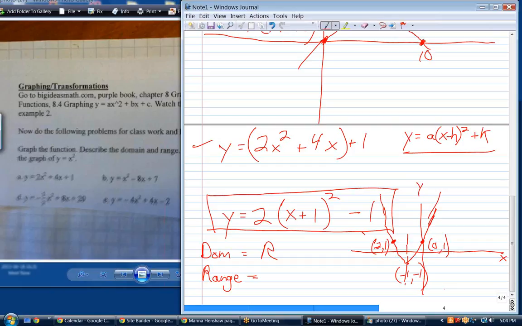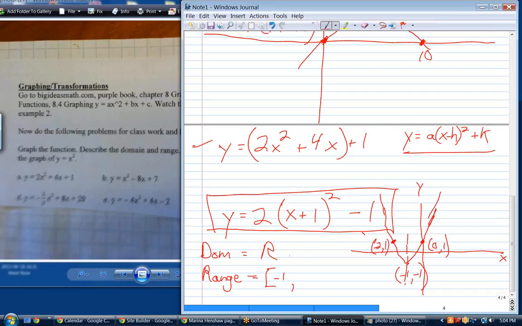What's the lowest? Problems with range. Well, look at the graph. What's the lowest possible y value that shows on that curve? -1. Correct. What's the highest possible y value?